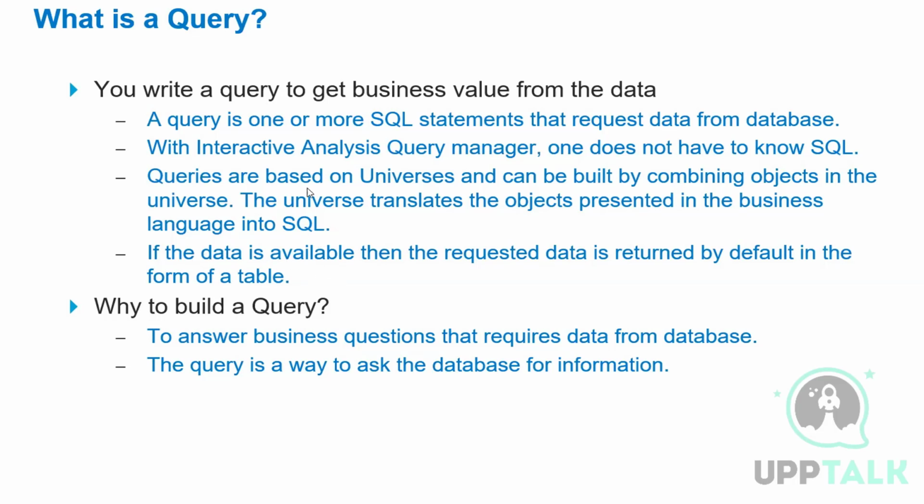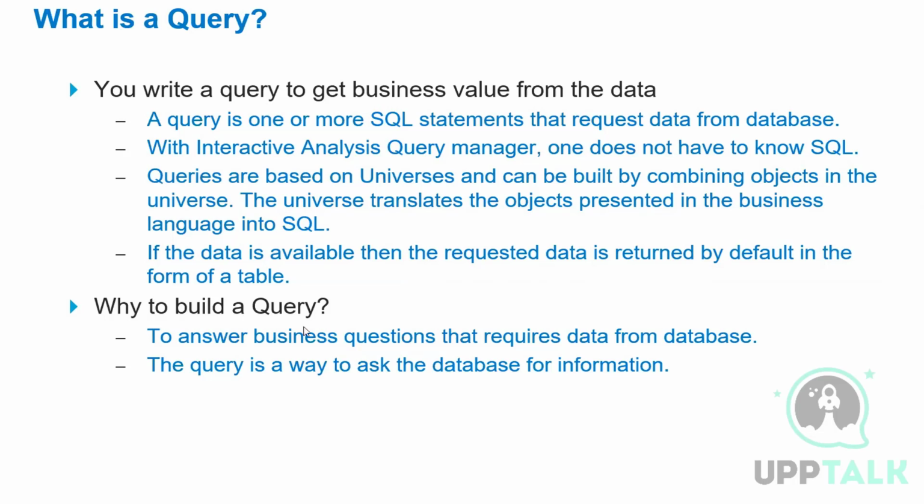Queries are based on universes and can be built by combining objects in the universe. The universe translates the objects presented in the business language into SQL. When we drag these things, it will translate whatever objects we dragged into the report into SQL to the database. If the data is available, the requested data is returned by default in the form of a table. By default, we will get a table. But if we want a cross tab or a chart, we have to turn that into a chart and do some modifications.